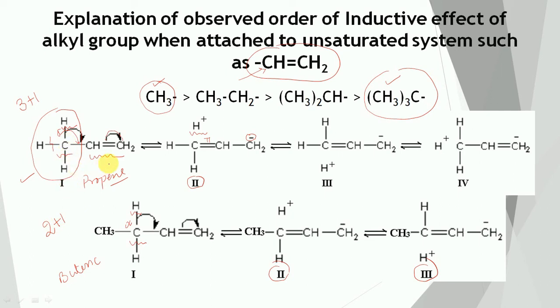So in case of methyl, we are having 3 hyperconjugated structures, and in case of ethyl, we are having 2 hyperconjugated structures. So we are told that in case of hyperconjugation, the order will get reversed. If we have to explain the stability of the alkene, the order of the alkyl group will get reversed.